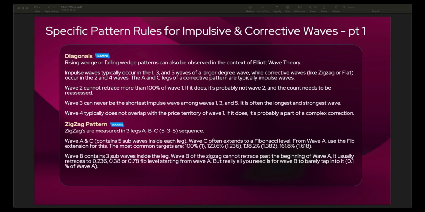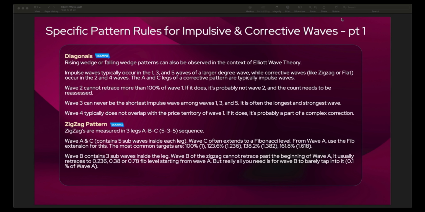Wave B contains 3 subwaves inside the leg. Wave B of the zigzag cannot retrace past the beginning of wave A. It usually retraces to the 0.236, 0.382, or 0.786 fib level starting from wave A. But really all you need is for wave B to barely tap into it, which would be the 0.1 or the 1% or whatever of wave A.